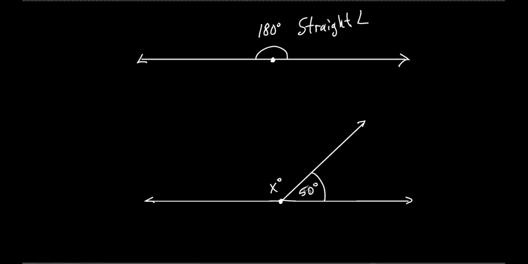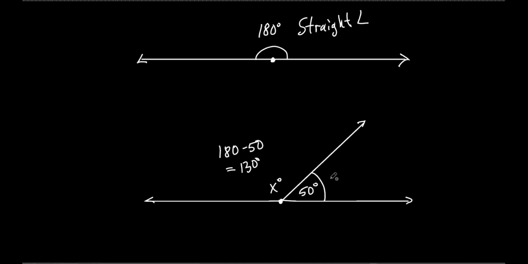You with me? You're going to be asked this kind of stuff, all right? So look, the whole entire straight line or the straight angle is 180 degrees. They tell you this is 50. How do I find out what's left over? I subtract. So I go 180 minus 50, which is 130. So X is 130 degrees. That's the kind of stuff they're going to ask you to do. That's the easy stuff.